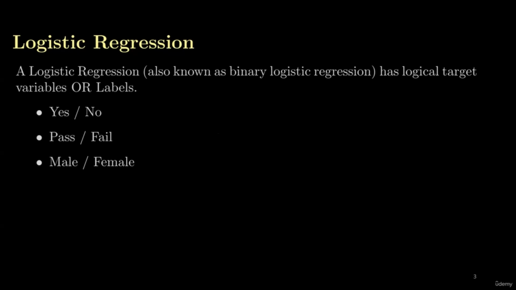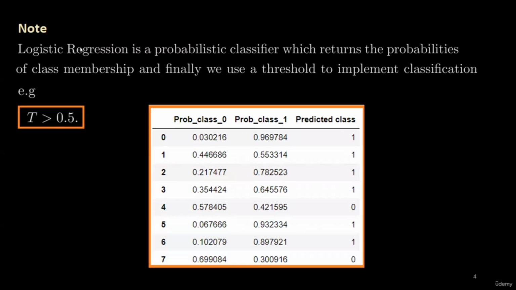Initially, logistic regression was designed to perform binary classification, but now we can also perform classification with more than two categories with the help of logistic regression. So basically, what is logistic regression doing? Logistic regression is doing classification. Now, the important concept is that it is a probabilistic classifier. What does it mean? Basically, logistic regression returns the probabilities of class membership, and finally, we use a threshold to implement classification.